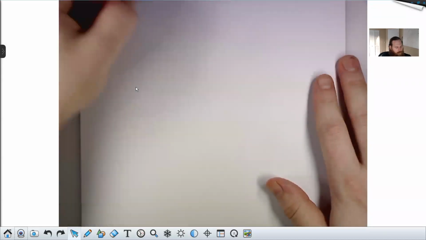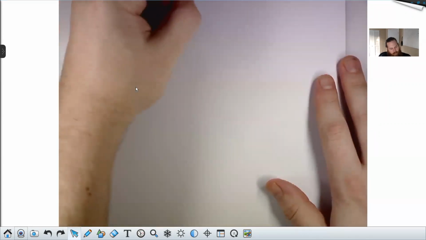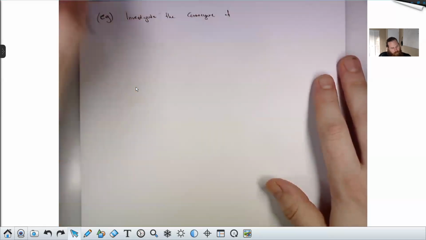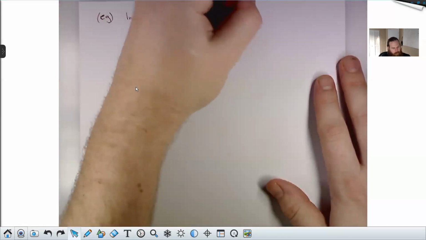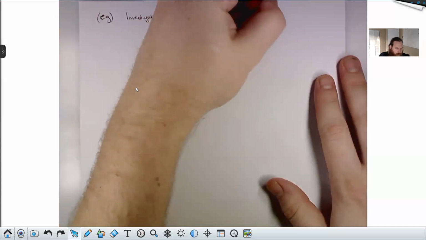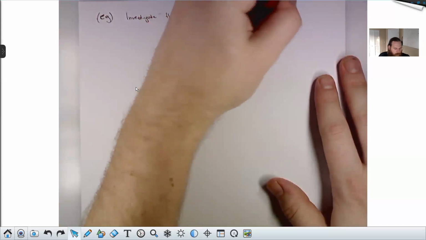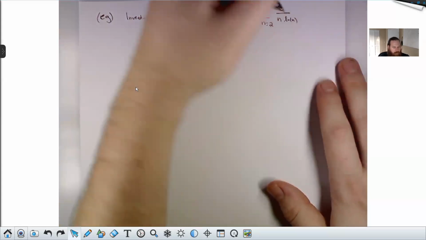And I want this one to be exciting. So let's say investigate the convergence of the series S equals sigma n from 2 to infinity 1 over n times the natural log of n.